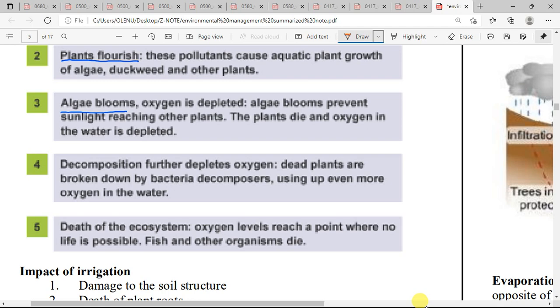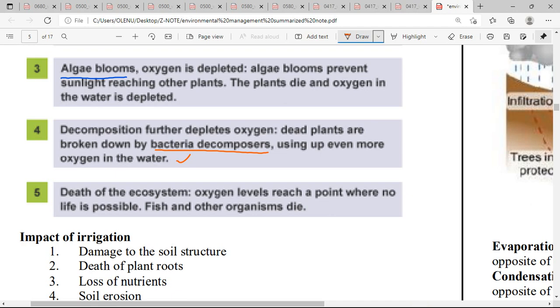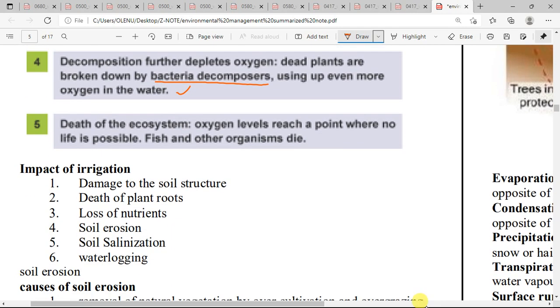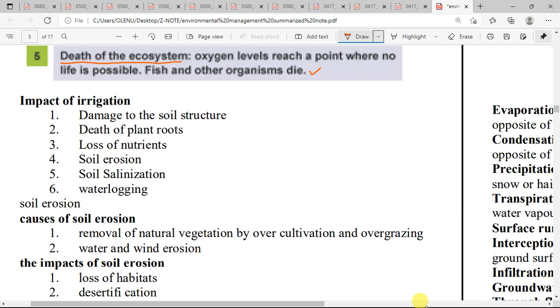They decompose. Decomposition further depletes oxygen because the dead plants are broken down by bacteria decomposers, using up more oxygen found within the water. So this death and decomposition of plants and animals further reduces the amount of oxygen present in that particular water body. Now, this eventually leads to death of the ecosystem. Oxygen level reaches a point where no life is possible. So fish and other organisms found within that water body will die out.